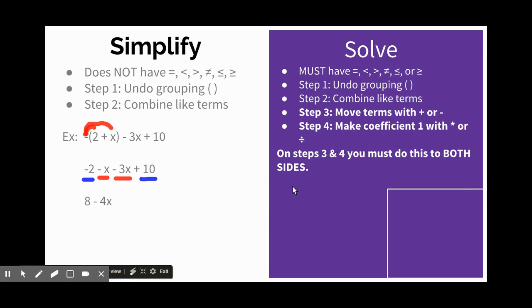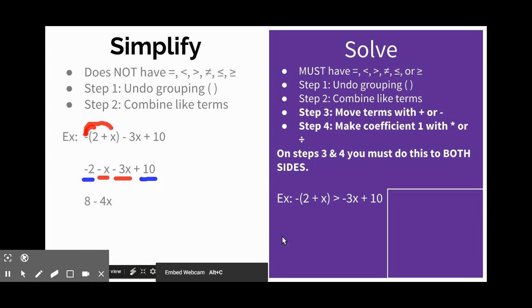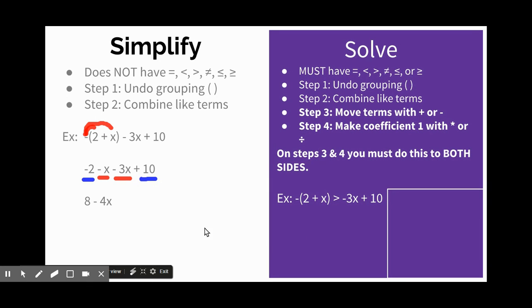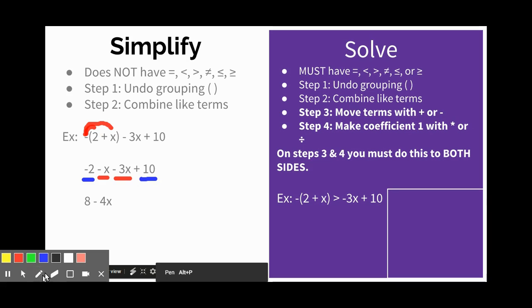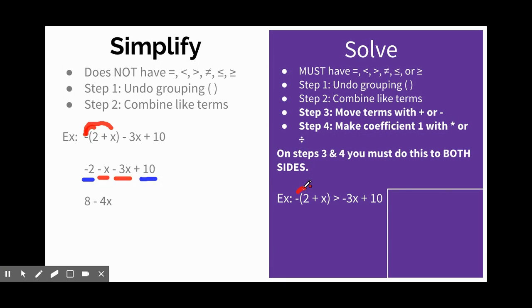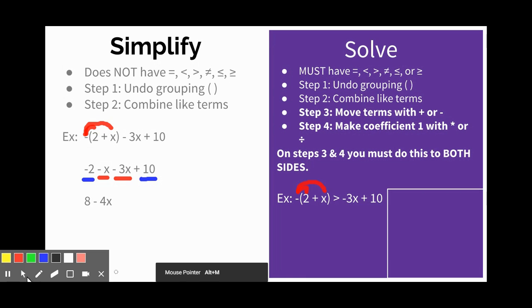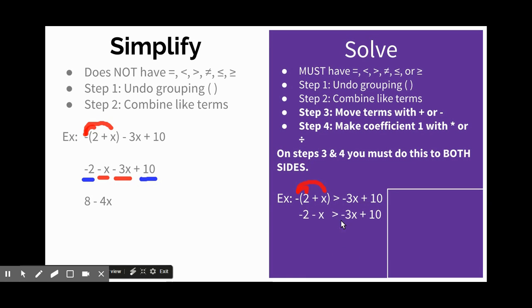All right, we're going to do 2 examples. Here's the first one. -2 plus x is greater than -3x plus 10. So we said our first step, undo grouping. And so once again, I'm going to say it a bajillion times. That negative is really -1. So multiply -1 by 2, multiply -1 by x. And you should get this, -2 minus x greater than -3x plus 10.